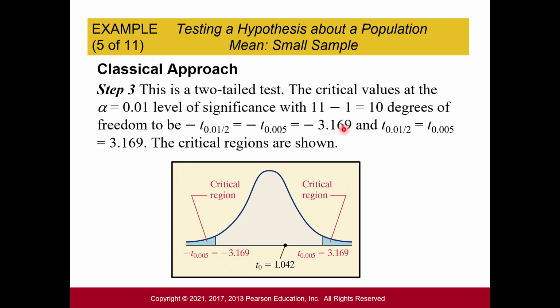And so with 10 degrees of freedom, since our sample size was 11, and going to our t-distribution table, that's how we can get our critical values: negative 3.169 and positive 3.169. And then notice where they're at. The critical regions are here and here. And our t-value, our test statistic, is actually right here in between them. It's not in either one of the critical regions.